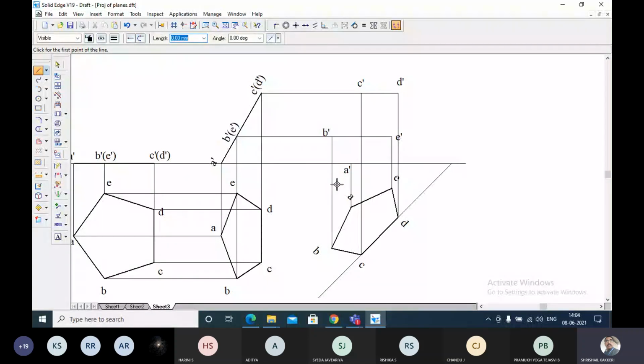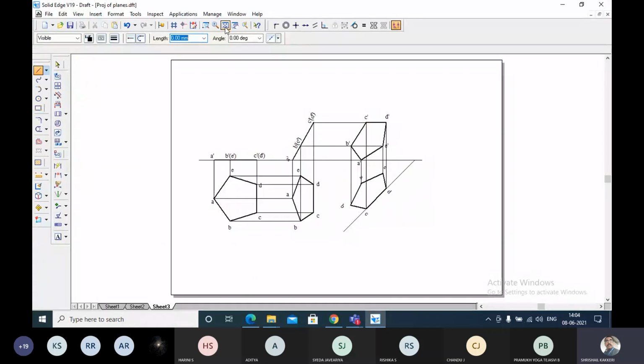Okay, A to B, B to C, C to D, D to E, and E to A. This is how the final drawing will be visible to you. Okay, this is how the final drawing will be visible. And after this, you will not get the marks if you leave it as it is. You do the dimensioning for this. Okay, this is 25 mm.